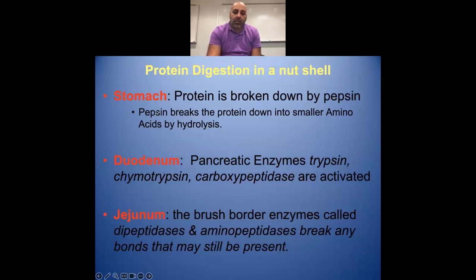So as far as proteins, we start breakdown in the stomach. We work on it with the enzymes that are released from the pancreas and the duodenum, and then we finalize the dipeptides using dipeptidases and aminopeptidases in the jejunum. Then we can absorb. Once it is into those mono amino acids, that's it. We can absorb it.